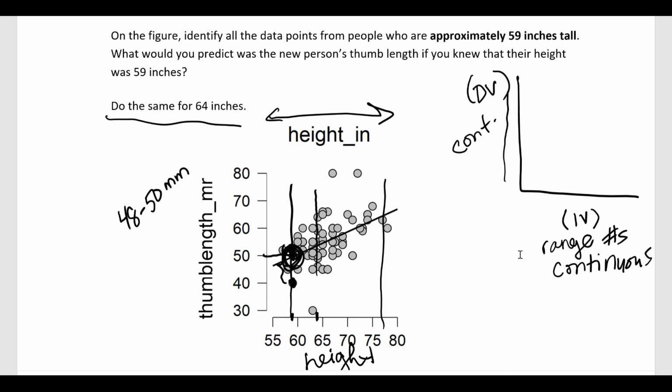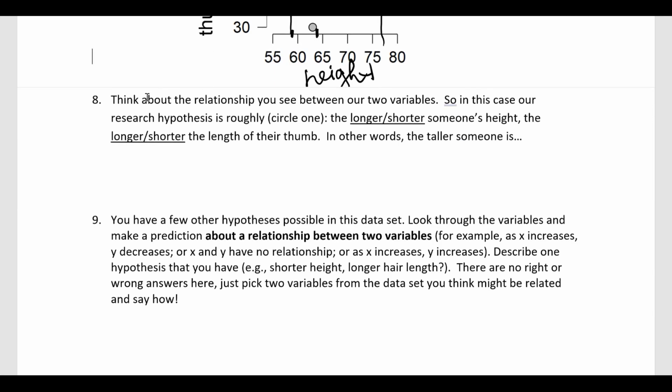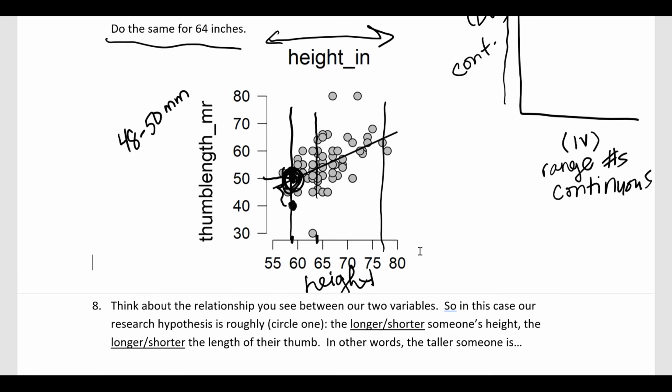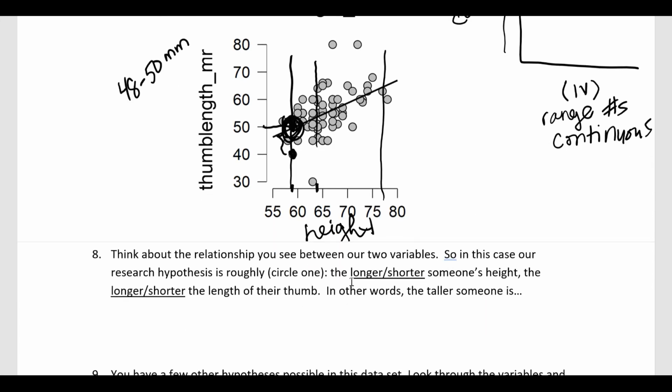Okay, and then using that idea, I want you to go ahead and answer number 8 by thinking about, what is this relationship that we see? We see shorter people to the left, taller people to the right, people with shorter thumbs down low, and people with longer thumbs up high. Can you make some sort of conclusion about, the taller someone is, what about their thumb? What would you guess? Shorter or longer? What would you predict about their thumb length?